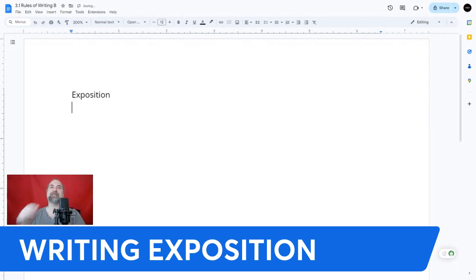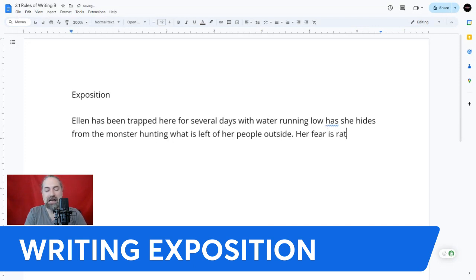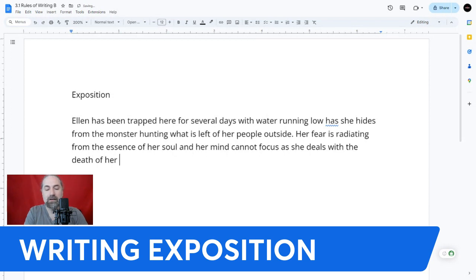Okay. So exposition. This is writing exposition. Let's say we're in a scene and it's like: Ellen has been trapped here for several days with water running low as she hides from the monster hunting what is left of her people outside. Her fear is radiating from the essence of her soul, and her mind cannot focus as she deals with the death of her best friend, David.